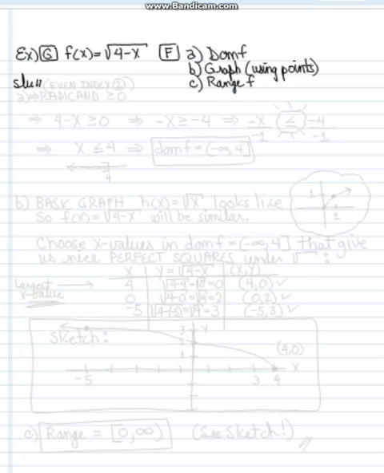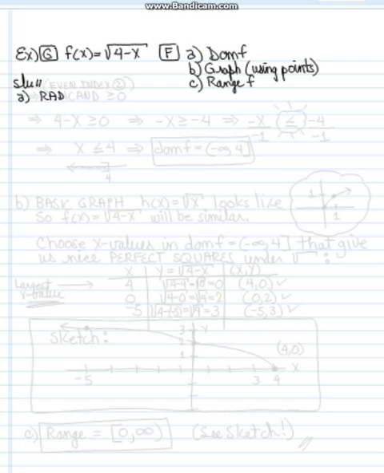Given the radical function f of x equals the square root of 4 minus x, find part A, the domain of this function, part B, the graph, but just use points to do the graph, and part C, the range of this function. Okay, it's going to be easy to do the range after we have the graph because we could just look at the picture. But let's continue here. Solution.